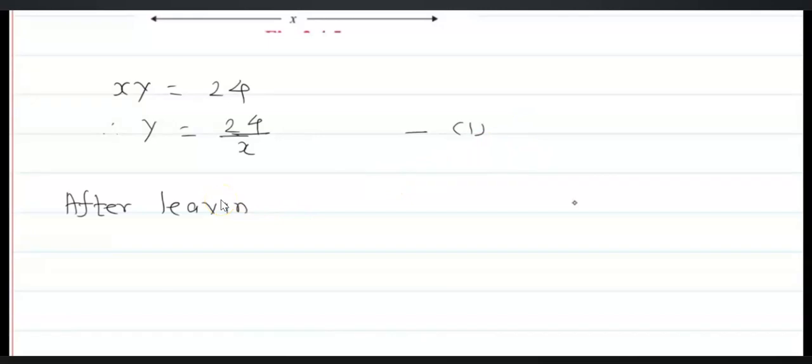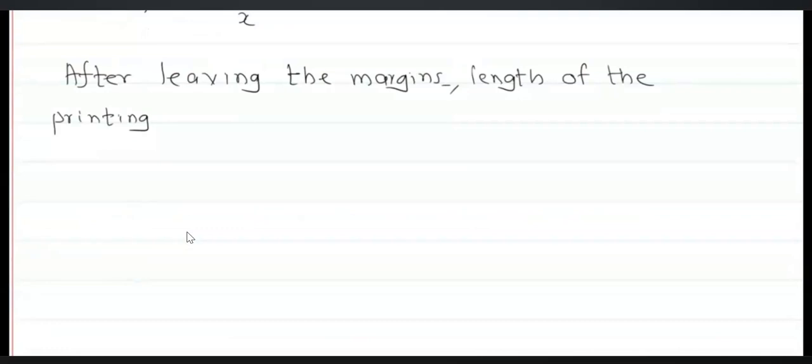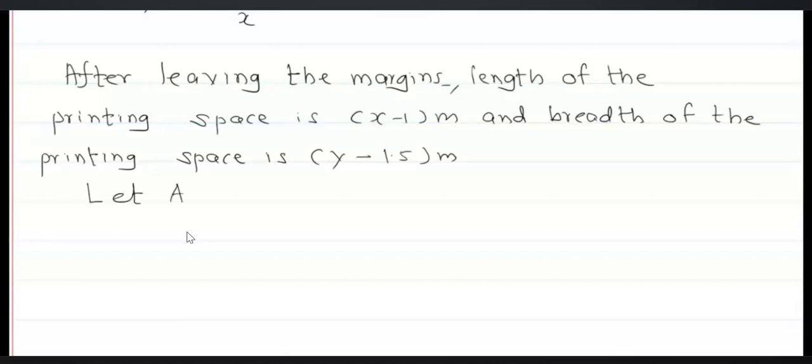This is equation number 1. After leaving the margins, the length of the printing space is x minus 1 meter, and the breadth of the printing space, that is 75 centimeter plus 75 centimeter, that is 150 centimeter, which makes 1.5 meter, and the side 50 centimeter, 50 centimeter, it becomes 1 meter.